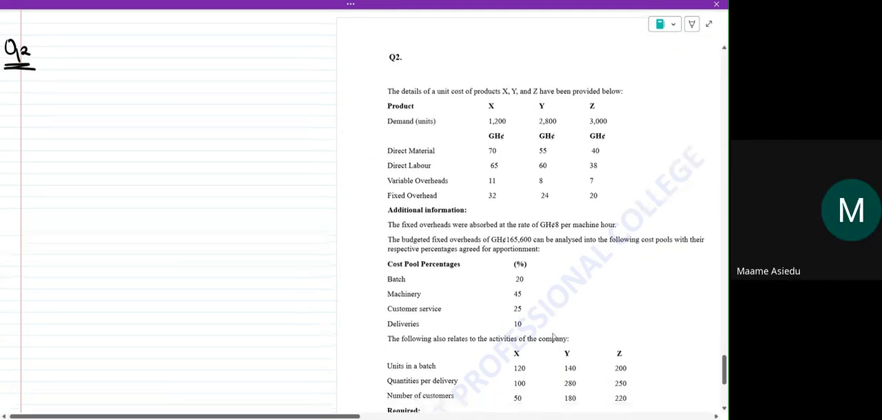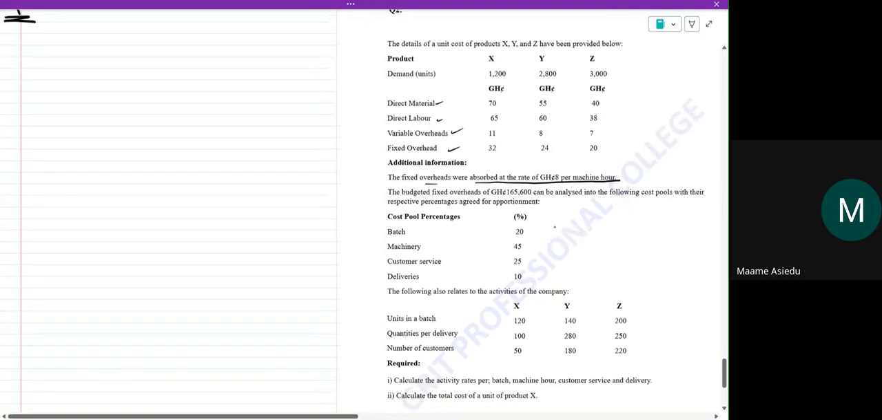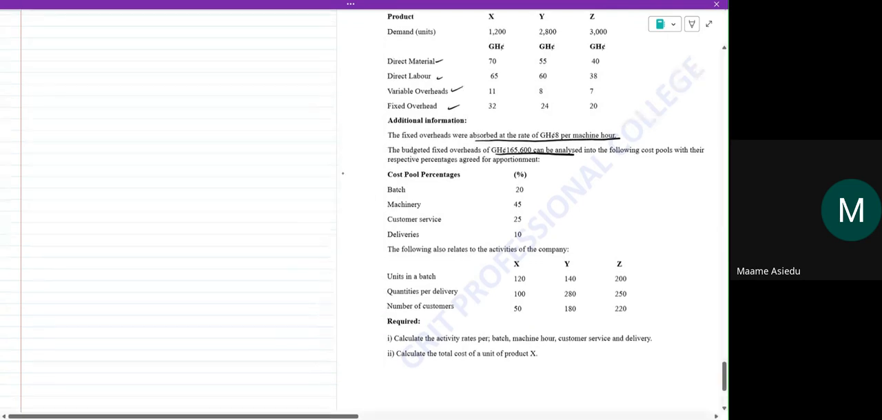So we have the direct material, direct labor, variable overhead, fixed overhead. Then the requirements. For additional information, the fixed overheads were absorbed at the rate of 8 cedis per machine hour. The budgeted fixed overhead of 165,600 cedis can be analyzed into the following cost pools with their respective percentages agreed for apportionment: batch, machine, customer service, deliveries.